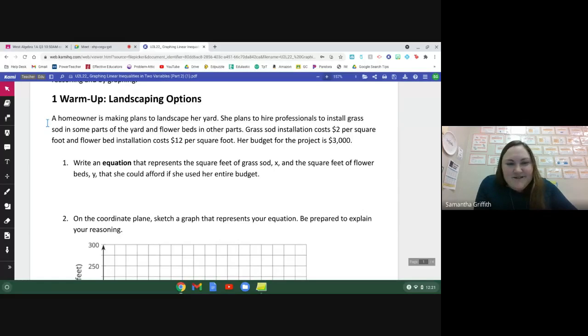The first part of the question is asking us to write an equation that represents the square feet of grass sod, which is going to be X, and the square feet of flower beds, which is Y, that she could afford to use if she used her entire budget. So we're writing an equation that represents the constraints of this problem here. I'm going to give you guys like 30 seconds, see if you can come up with an equation to represent this, and then I'll have a share out.